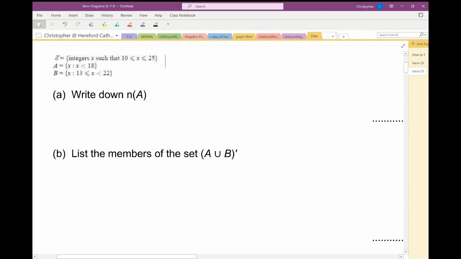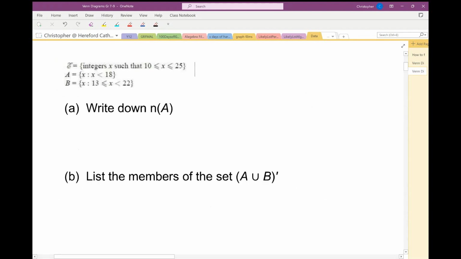Question 1. We've got a universal set which has all the integers in it between 10 and 25. But look at this, it includes the 10 and includes 25. I'm going to write those down. 10, 11, 12, 13, 14.